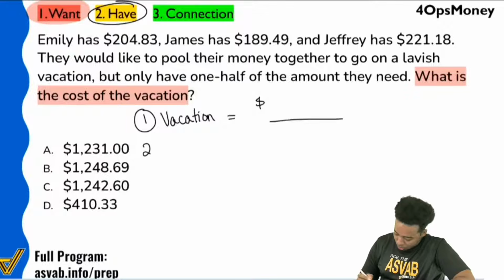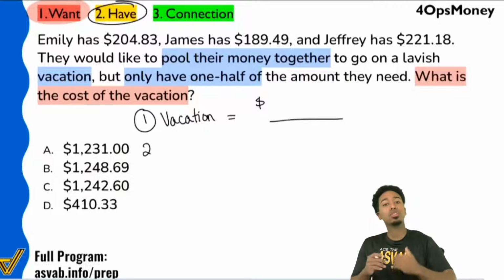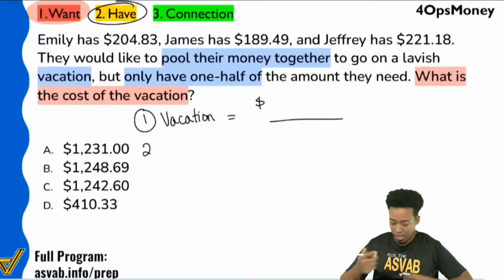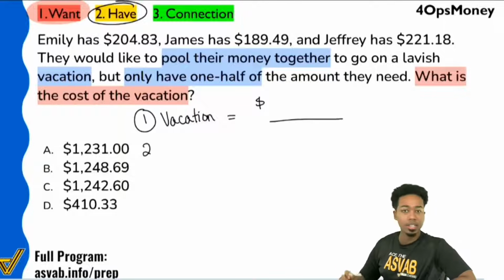So they're going to pull their money together to go on a vacation, but only have 1/2 of the amount that they need. Okay, boom. So this is a strategy that a lot of people like to employ. Again, they go off of the keywords because you're looking for vacation. And my only question is, how am I going to get there?